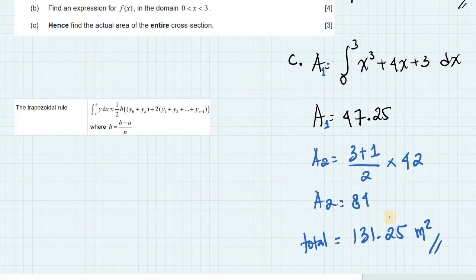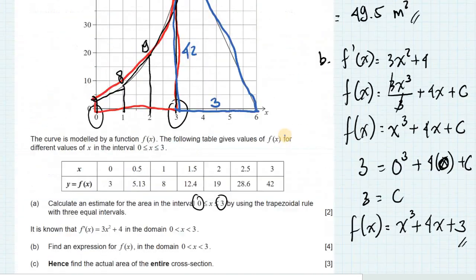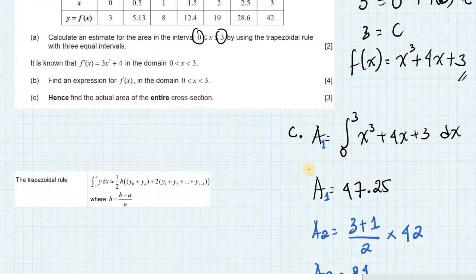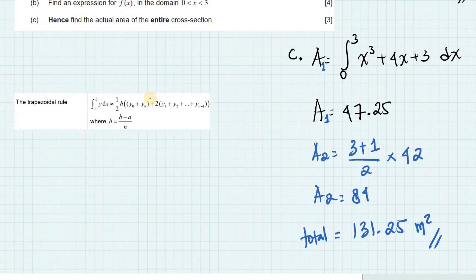Oh, by the way, instead of using a trapezium, can we calculate it as a rectangle and a triangle? Yes, of course. So we have area 1 using calculus, area 2 as a rectangle, and area 3 as a triangle. That's also no problem. Okay, that's it for this question. I hope it helps you. Thank you.